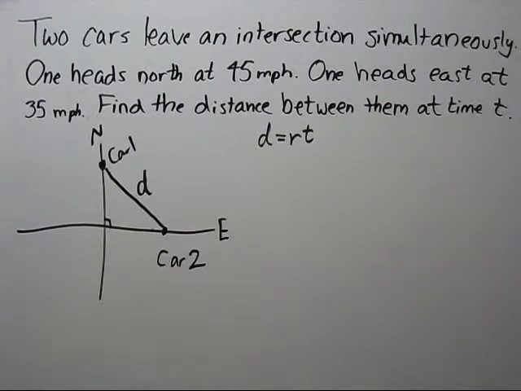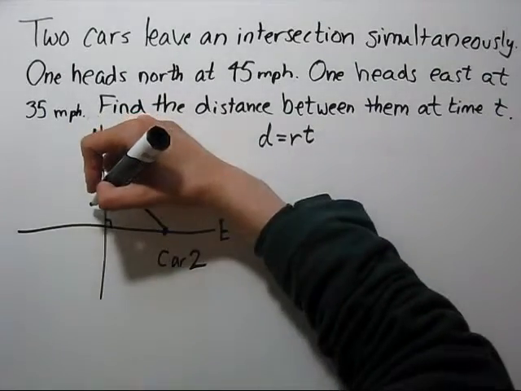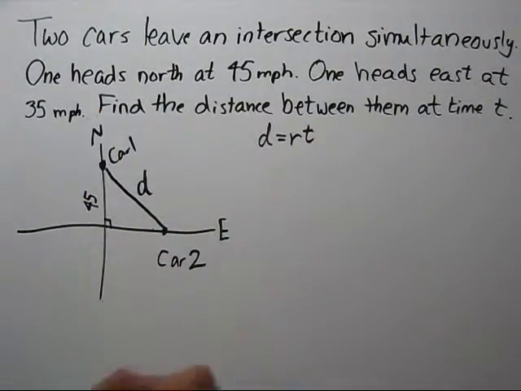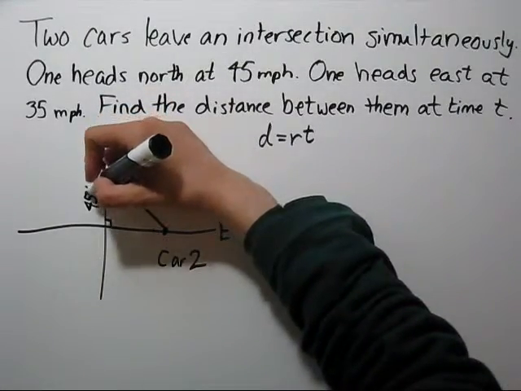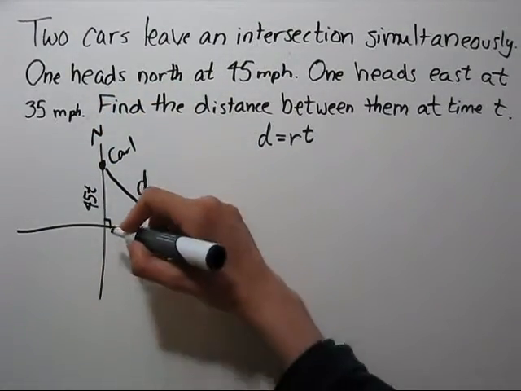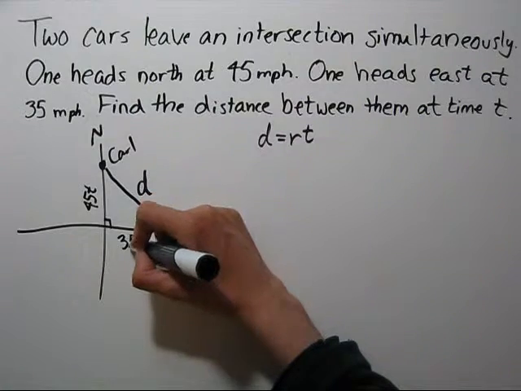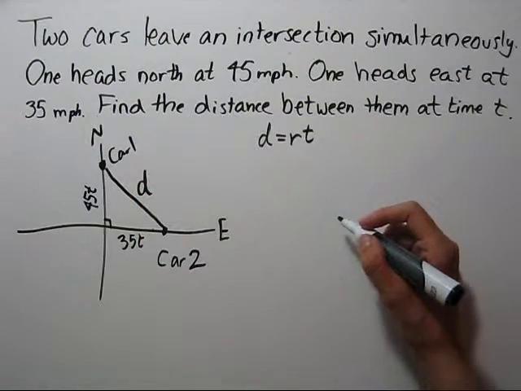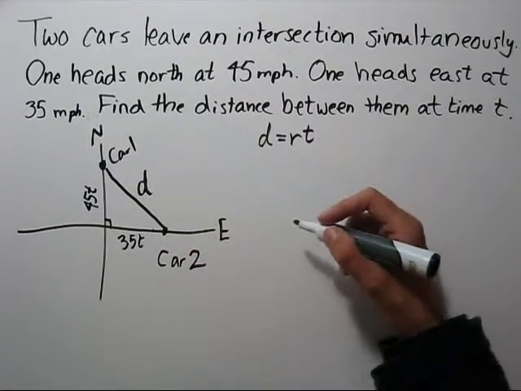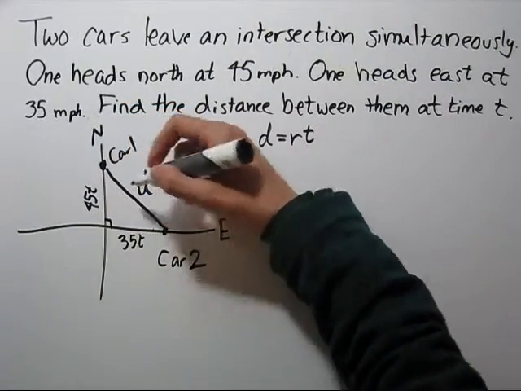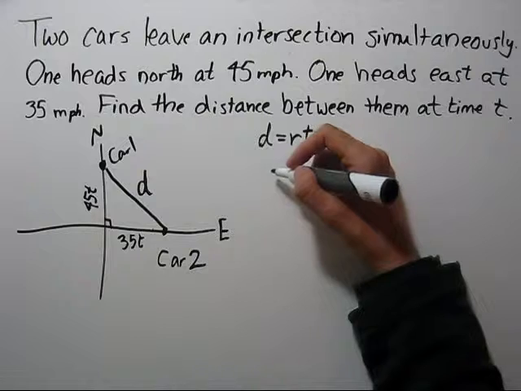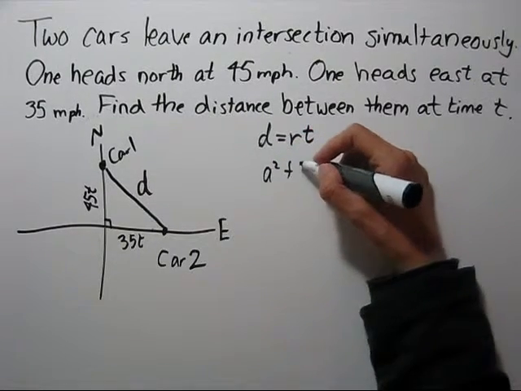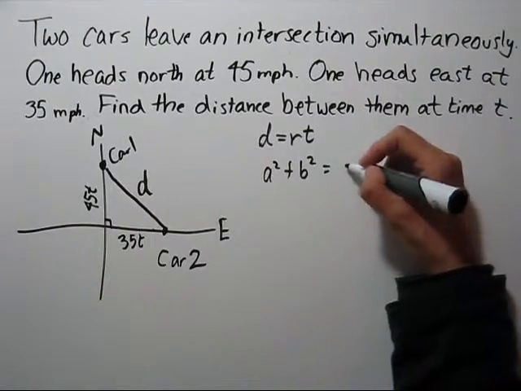So for car 1, our rate is 45 miles an hour, and our time is just going to be t. And then car 2 would be 35t. Alright, let's use the Pythagorean theorem to find this distance here. So Pythagorean theorem says that a squared plus b squared equals c squared.